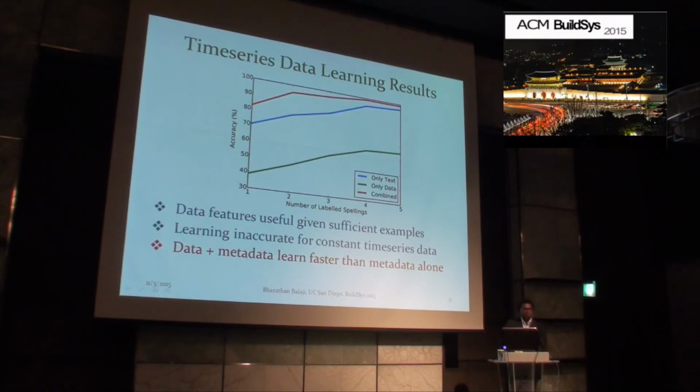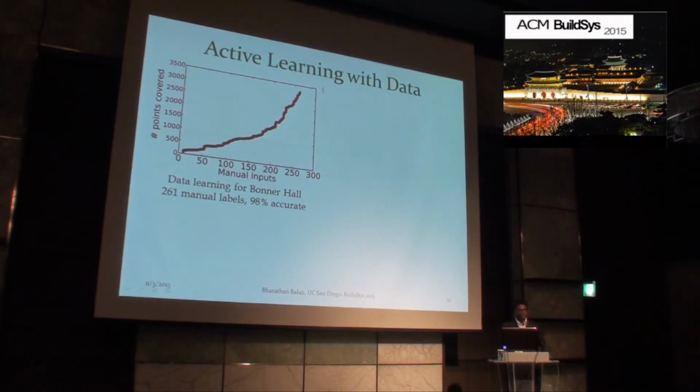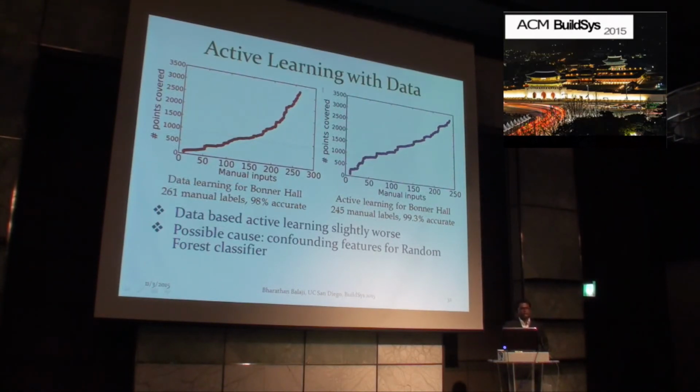Now, if we try to apply these same data features to active learning, this is what we get. We take 216 examples, again with very high accuracy. Comparing this to our simple active learning, the database features did not help us that much. The number of examples actually increased a little bit, and accuracy dipped a little bit. Our hypothesis is that this is confounding the random forest classifier to reduce the threshold that we use, and that's leading to more examples being needed.